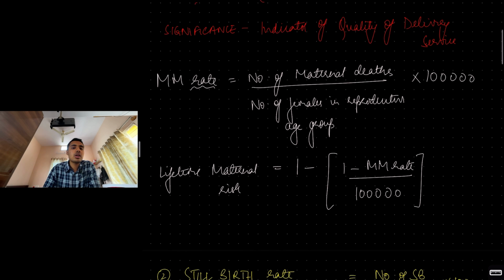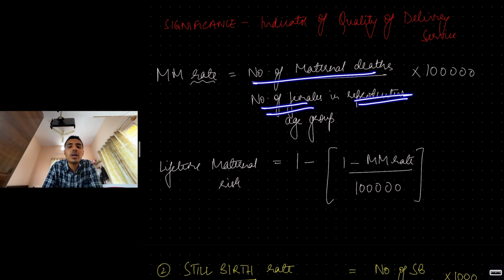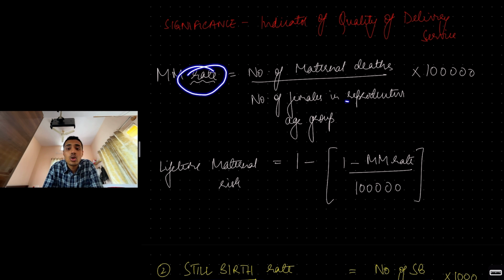Then what is maternal mortality rate? Maternal mortality rate is number of maternal deaths divided by number of females in reproductive age group. The number of mothers who are dying, they are all a part of the females in the reproductive age group, right, in a given year. So therefore, this is maternal mortality rate. What is the reproductive age group? From 15 to 45 years, into 1 lakh again.